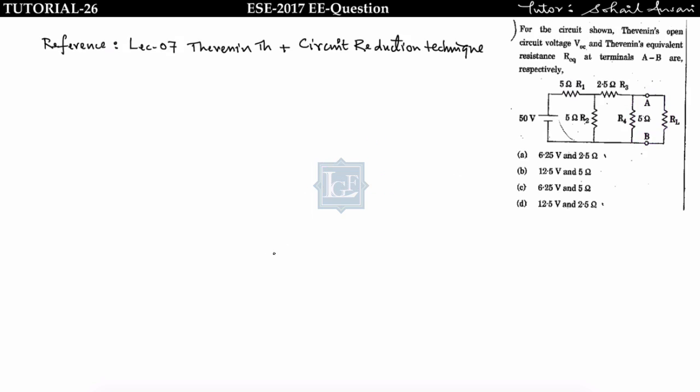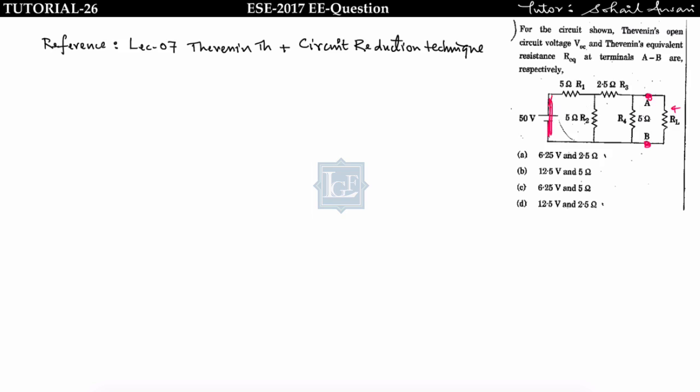For the circuit shown, find the Thevenin open circuit voltage and Thevenin equivalent resistance at terminal AB. We have to find the VTH and RTH across this terminal. In order to find the RTH, you have to short circuit the voltage source and open circuit the current source. Here only one voltage source is present, so short circuit this and find the RTH across this terminal.